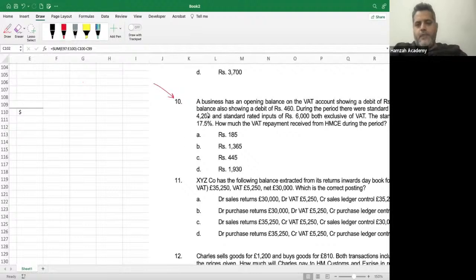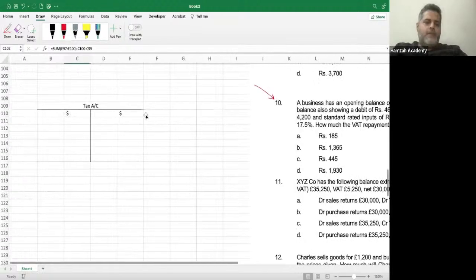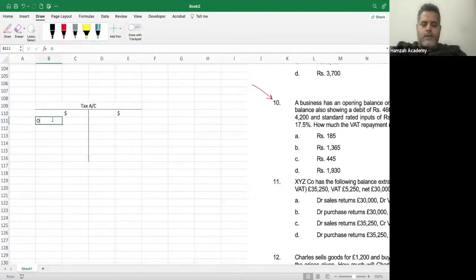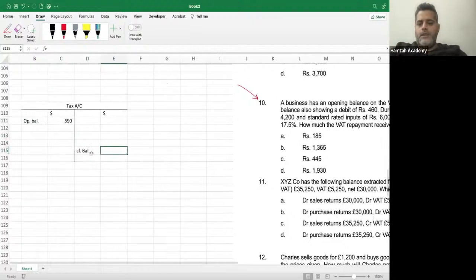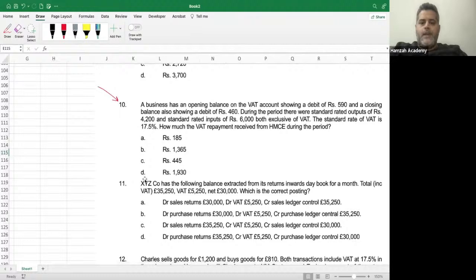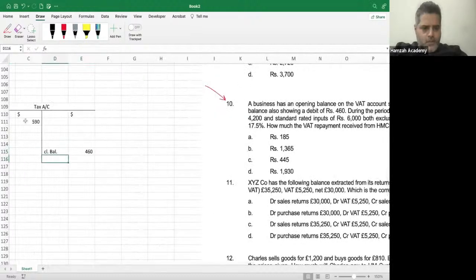Okay, let me help you. A business has an opening balance on the VAT account showing a debit balance of 590. So the debit balance is shown over here, 590. Then we have a closing balance over here, which is also a debit balance of 460. So this is the debit balance over here.